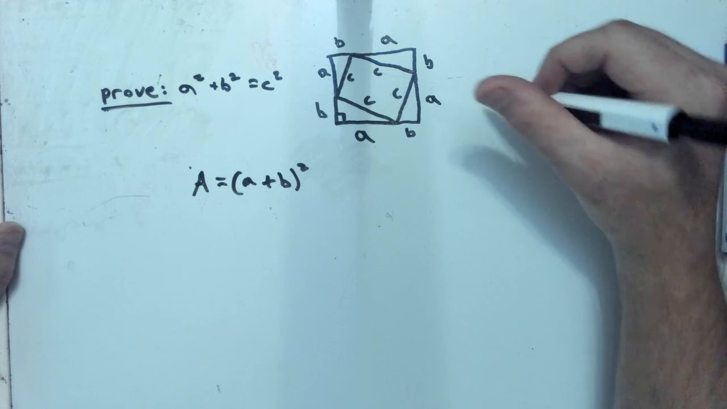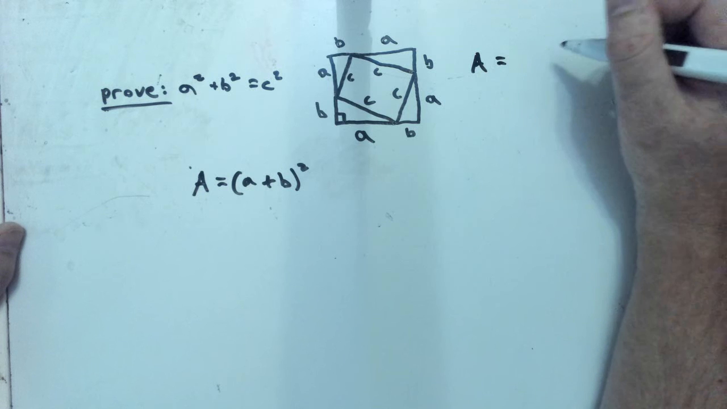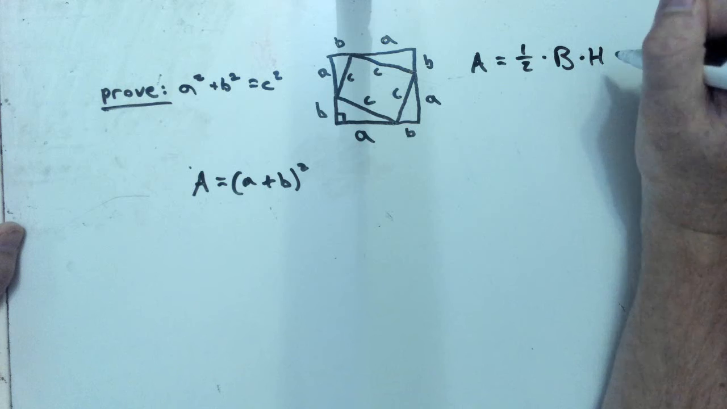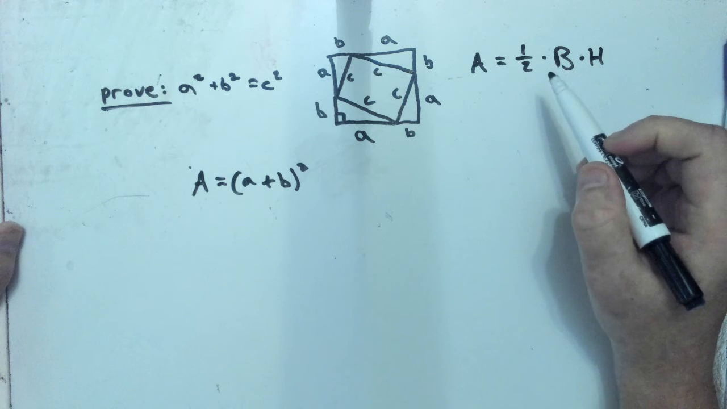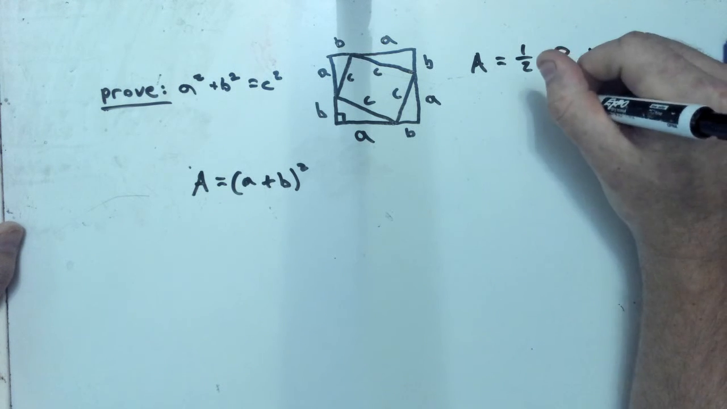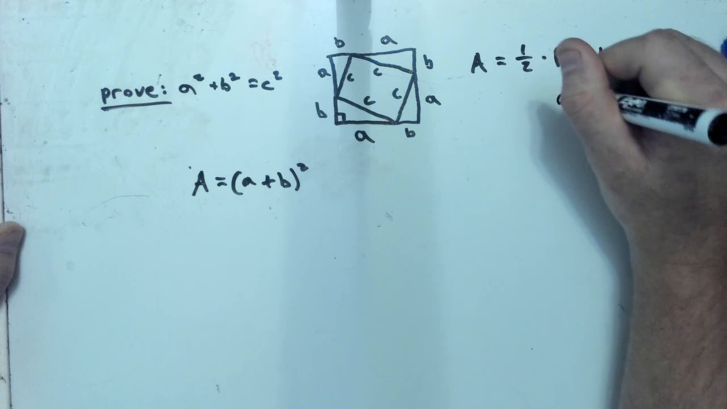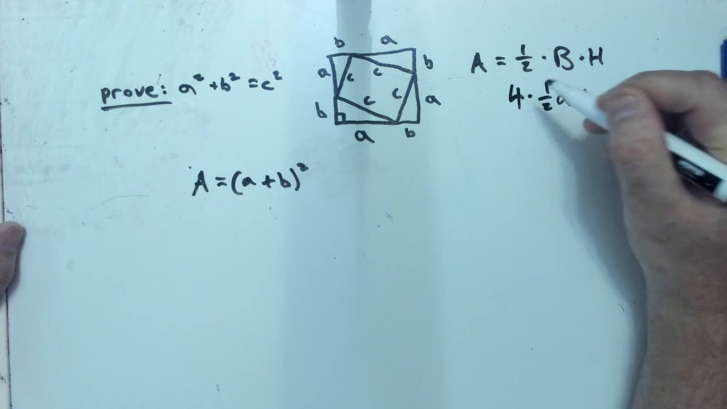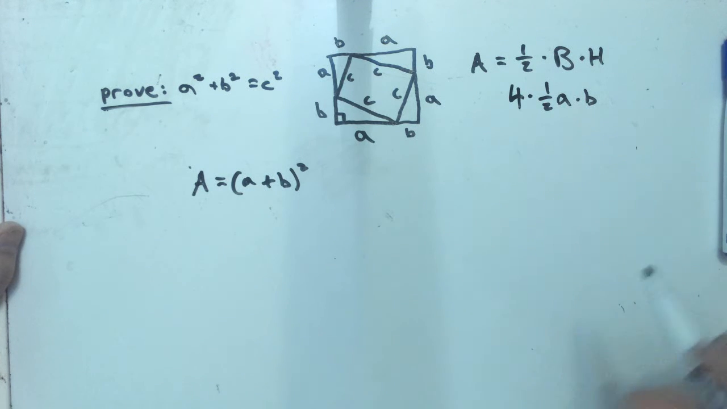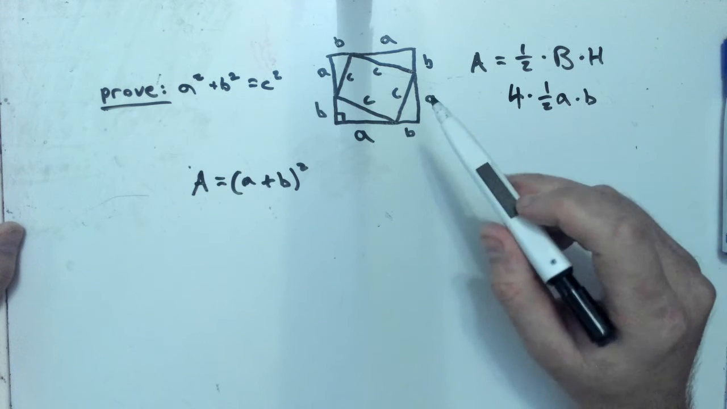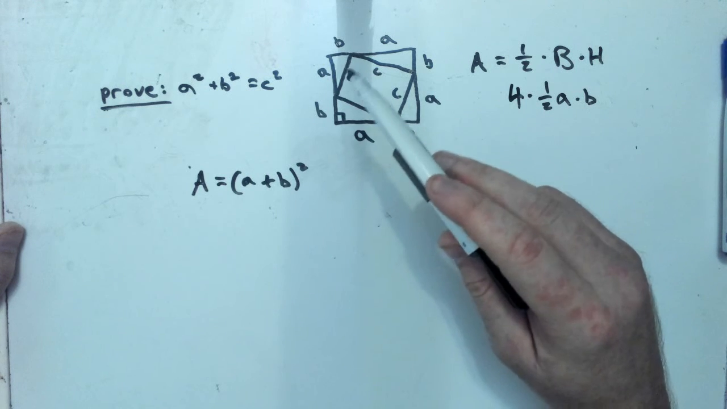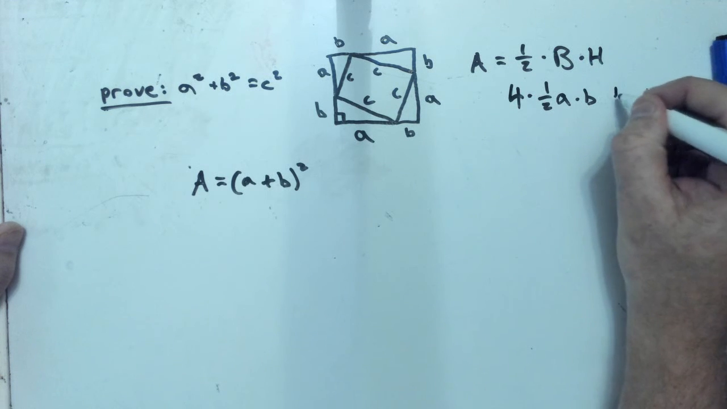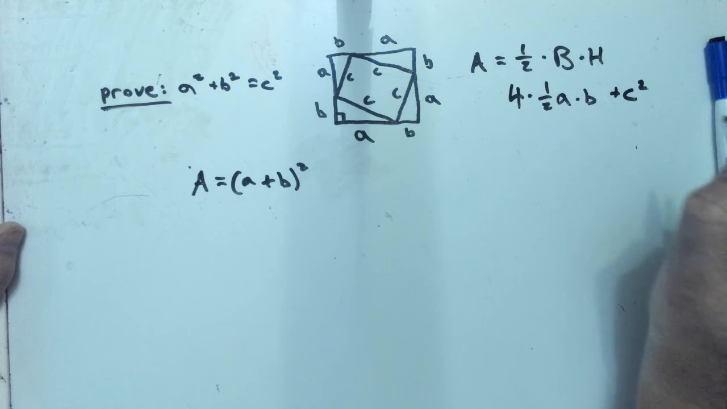Well, in order to find the area of a triangle, recall that it is 1/2 of the base times the height. In this case, our base is A, our height is B, still taking half of that, but I have 4 of these triangles. I also have this square inside in the middle that's a square of side length C. So we could say that's also C squared.